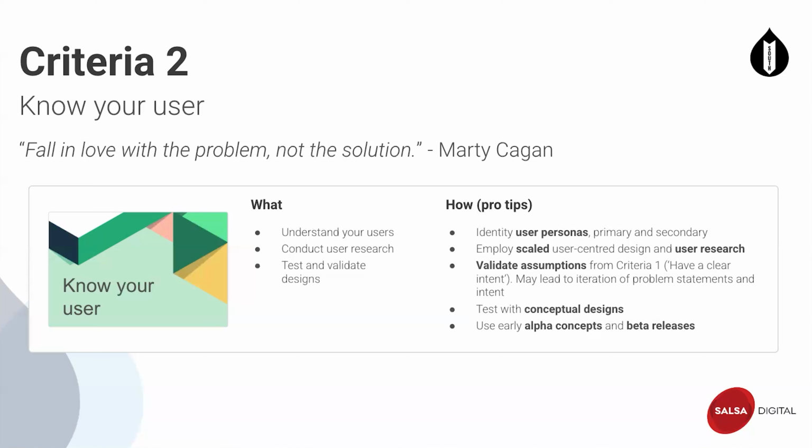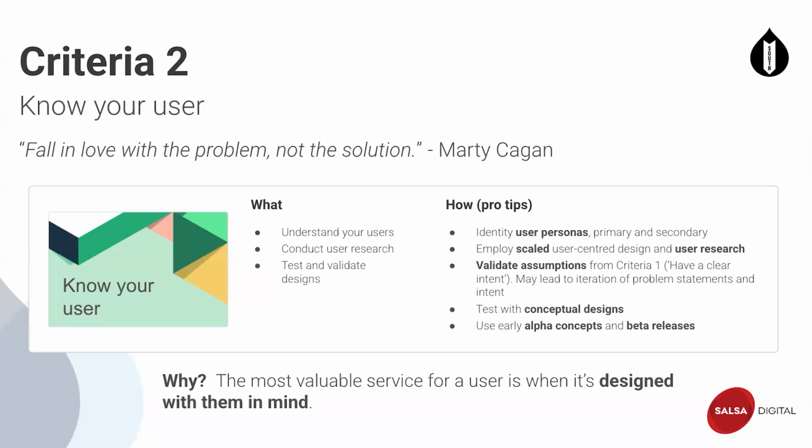Use clickable alpha prototypes and early beta releases. These types of things are really effective at validating assumptions and to ensure you actually build for actual users. And again, we can say, why do we do this? The importance of knowing your user.